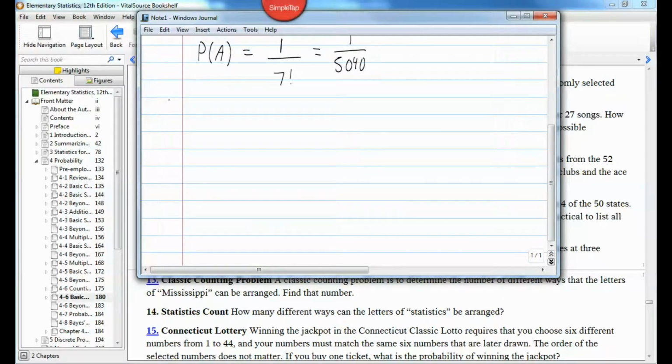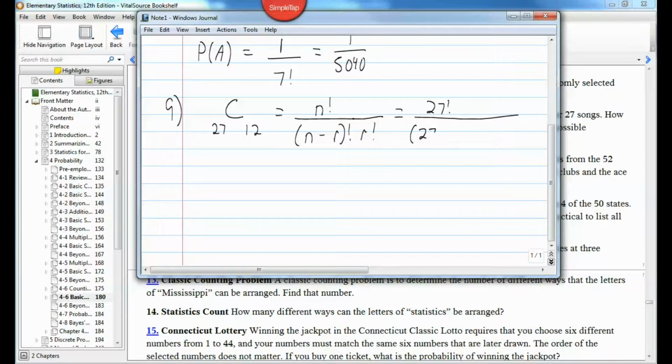This is problem number 9. It's a combination. We have 27 items and we're choosing 12. So our formula is n factorial over n minus r factorial times r factorial. So it's going to be 27 factorial divided by 27 minus 12 factorial times 12 factorial.